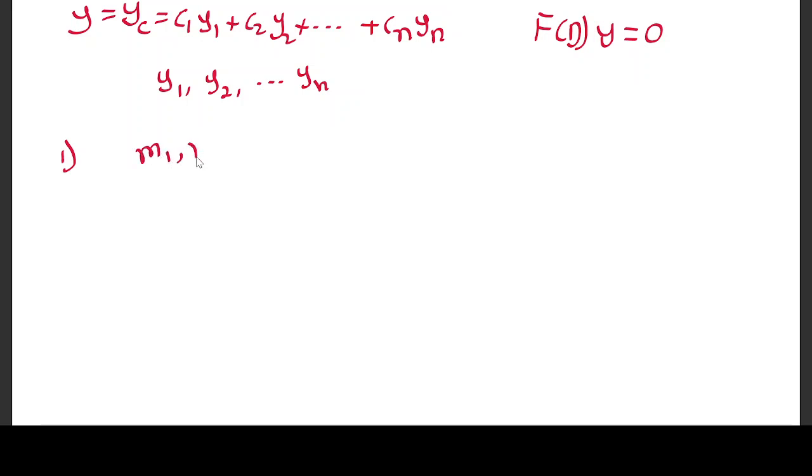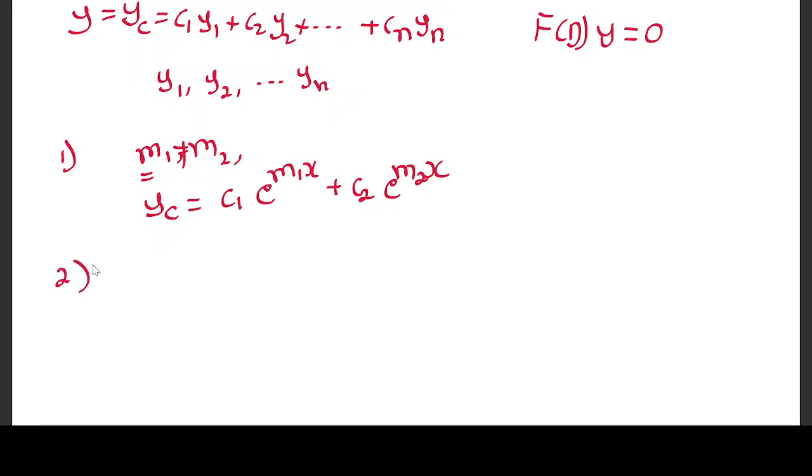Now if I consider the first case, the real roots, let us say I have only two roots m1 and m2. If these roots are real such that m1 is not equal to m2, we can write the complementary function yc is equal to c1 e power m1x plus c2 e power m2x. This is the complementary function when we have real and distinct roots.